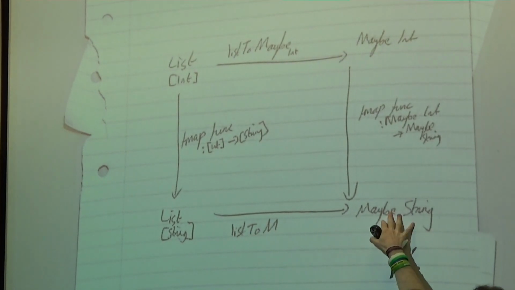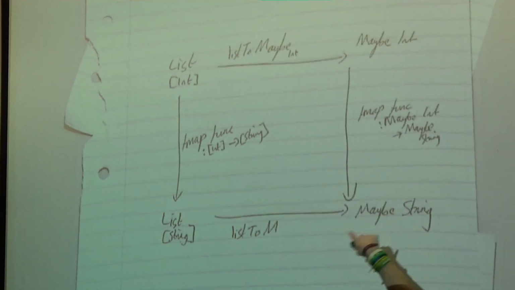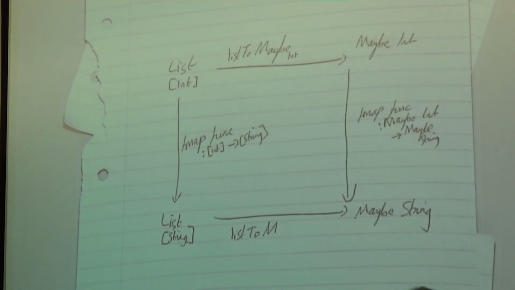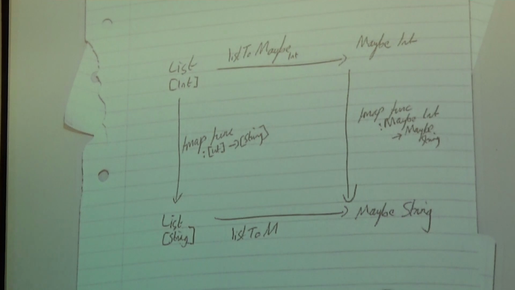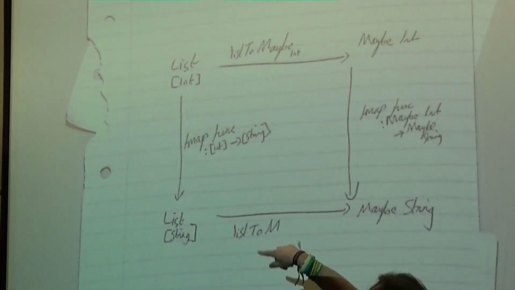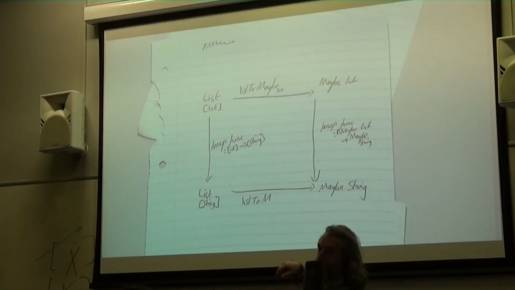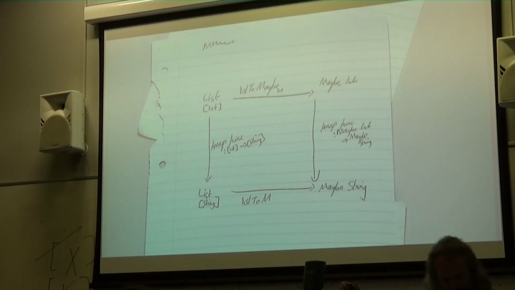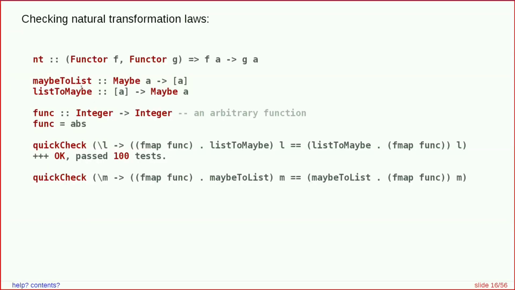So there are two ways we can go around this diagram, and if this natural transformation obeys all the laws, it doesn't matter which way round we go, we're going to get the same value. We could either convert to a list and then fmap, or we can fmap and convert to a list. And we can QuickCheck that, because we do Haskell.